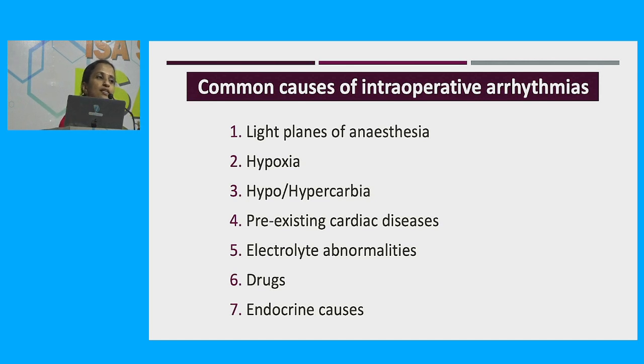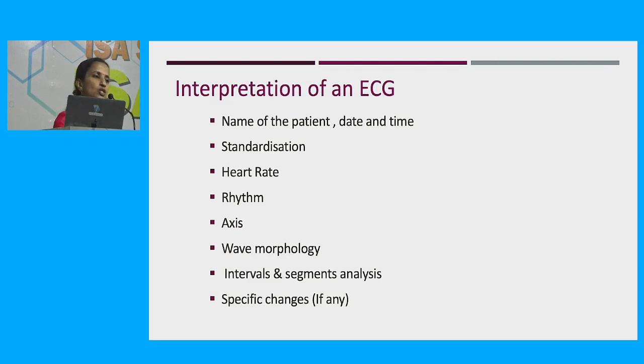One common cause is light plane of anesthesia. Other causes include hypoxia, hypo- or hypercarbia, and in patients with structural heart disease or pre-existing heart disease, any electrolyte abnormality. Sometimes it could be a medication error, and it could be due to endocrine causes. So you should rule out which is the cause of your ECG abnormality and treat accordingly. So how do you interpret a normal ECG?